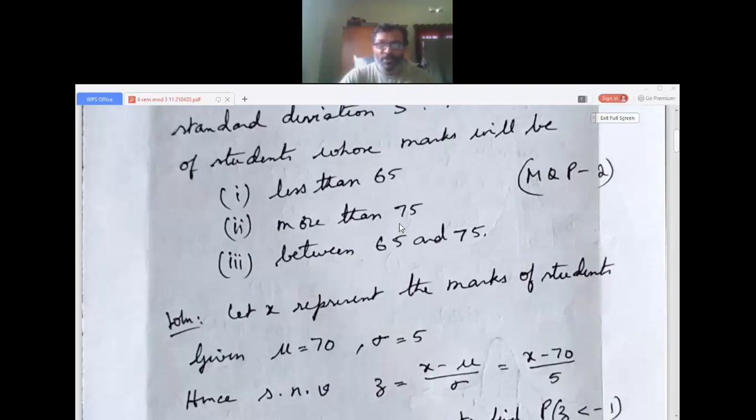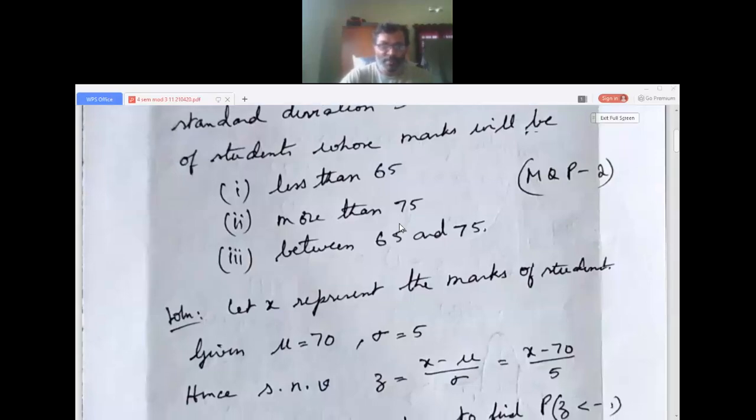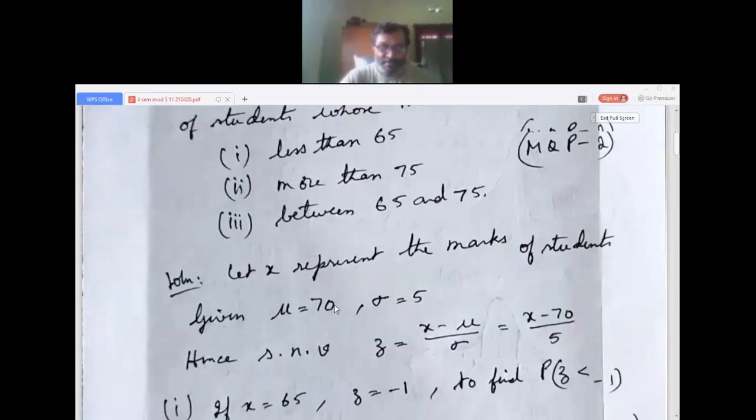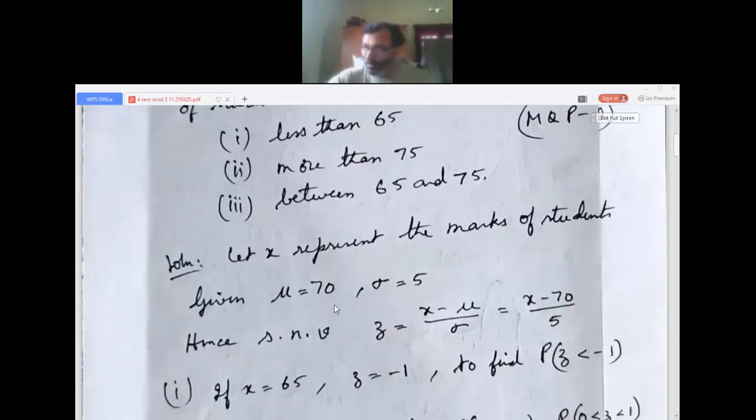So first, as usual, let x represent the marks of students. Given mu equals 70, sigma equals 5. The standard normal variate z equals x minus mu by sigma. So mu is 70, sigma is 5, so z equals x minus 70 by 5.